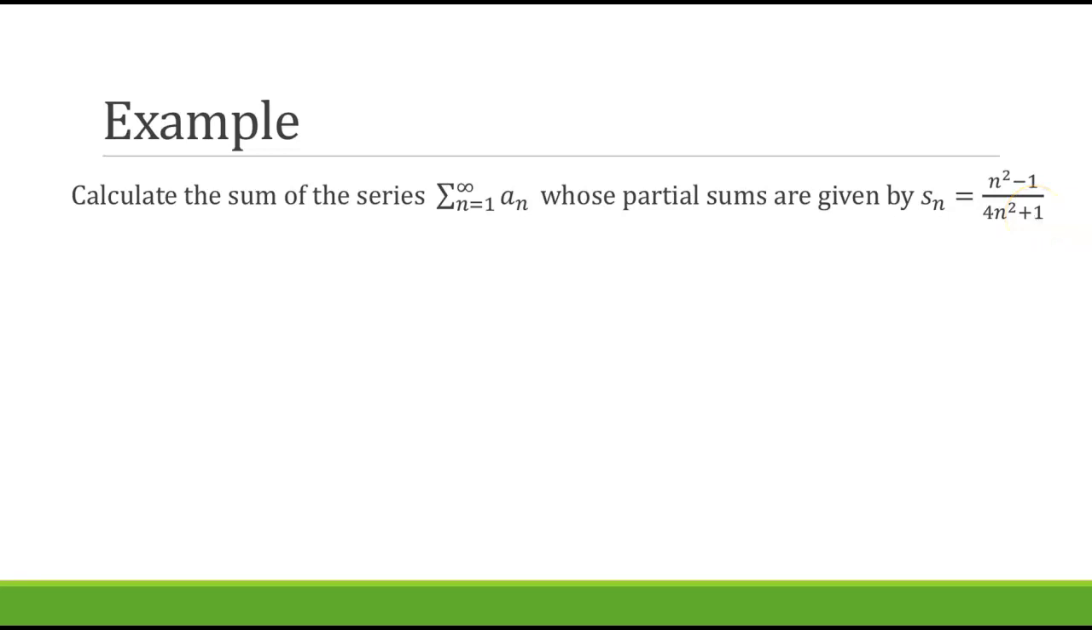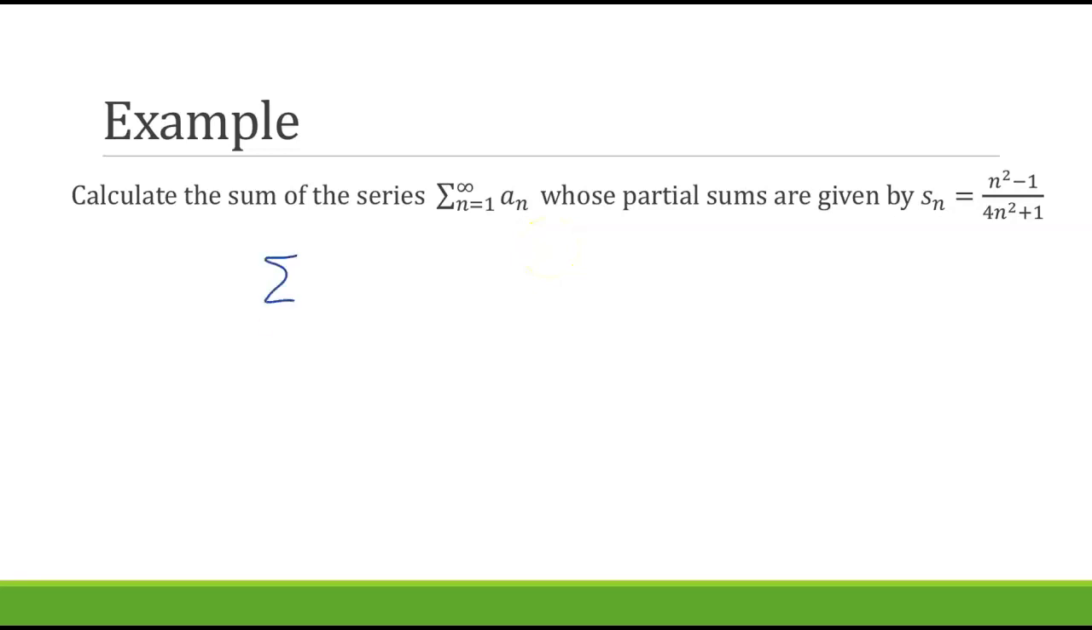So this is incredibly rare. We are actually just given the formula for the partial sums. We don't actually have the formula for the list of numbers that we're adding together. We have a formula for the partial sums of that list. So this is very rare, but it's very nice if we are given that.